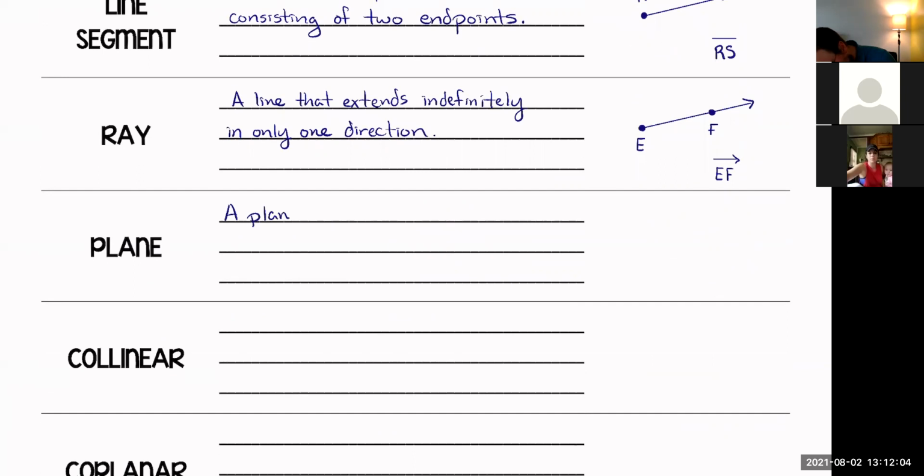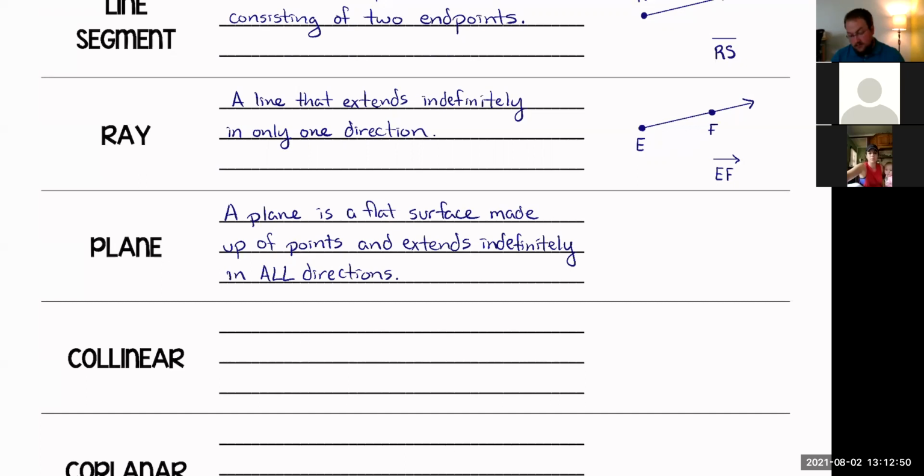So a plane is a flat surface made up of points and extends indefinitely in all directions. Emphasis on all. So whereas a line was a very specific set of directions for those points to be connected on, a plane now goes and adds not only length, but width.